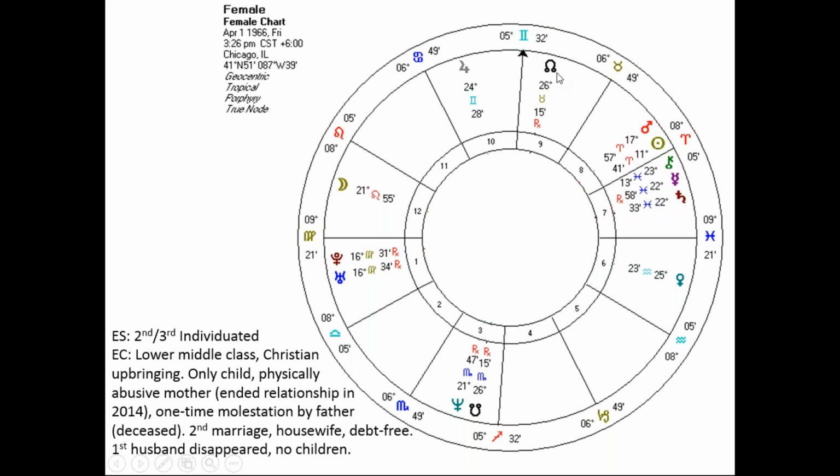The north node is over here at 26 degrees Taurus in the ninth house. The ruler of the north node by sign is Venus over here at Aquarius in the sixth house. And the ruler of the north node by house is Jupiter over here at 24 degrees Gemini in the 10th house.